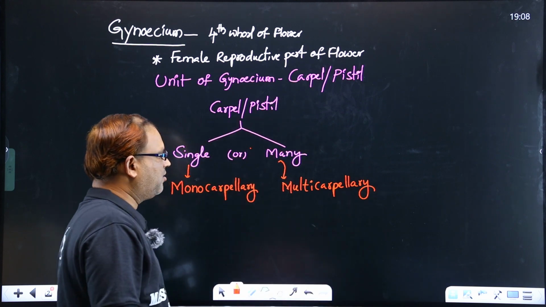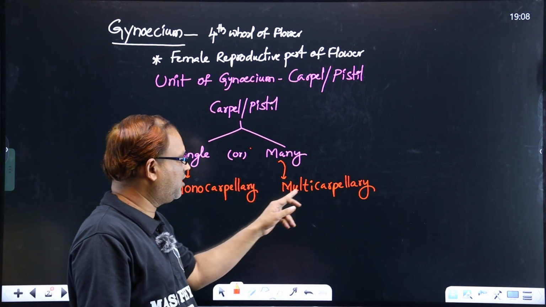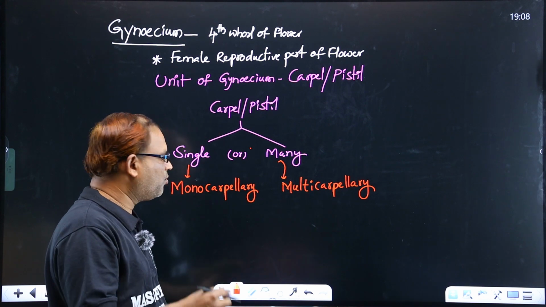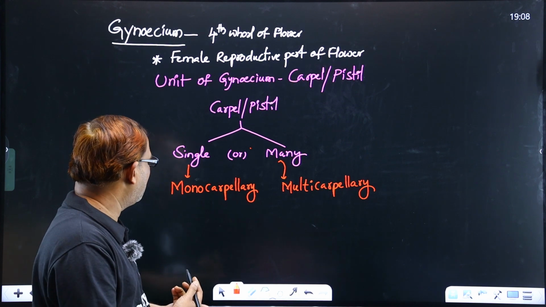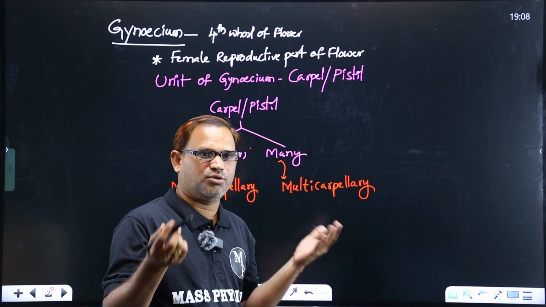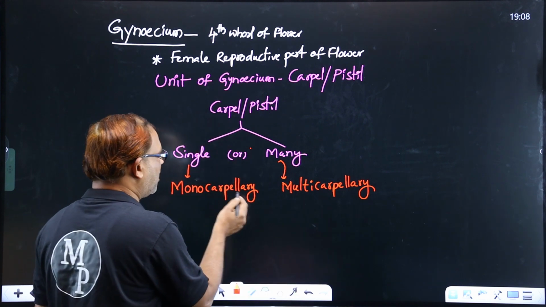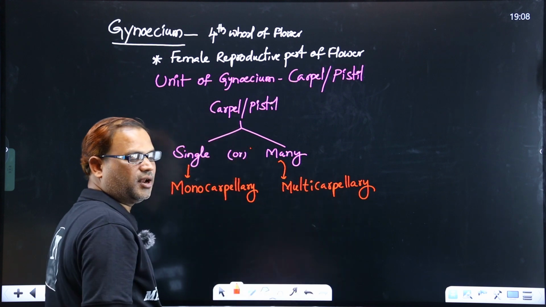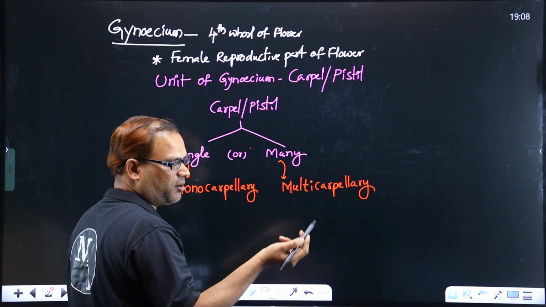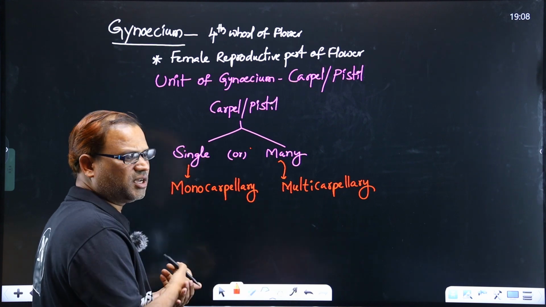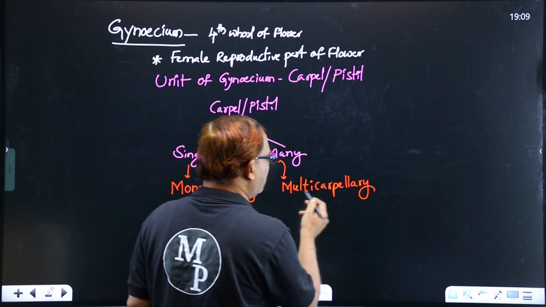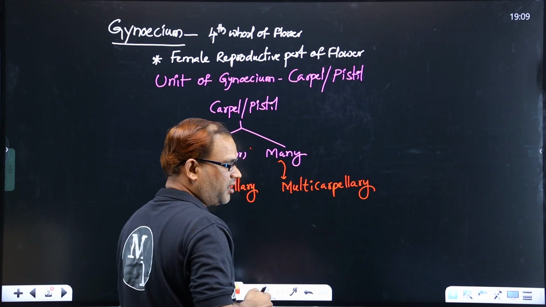Multicarpellary means many carpels are there. A single carpel is called monocarpellary. Sometimes we call it monopistillate, and multipistillate also. So a single pistil present is called monocarpellary. Very important. The best example is the Fabaceae family. Multicarpellary means carpels are many, right?